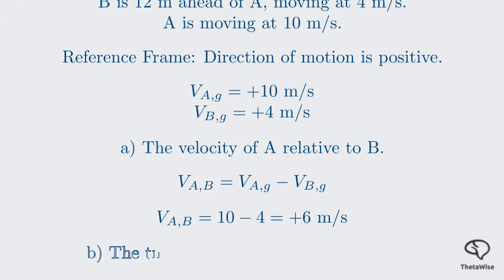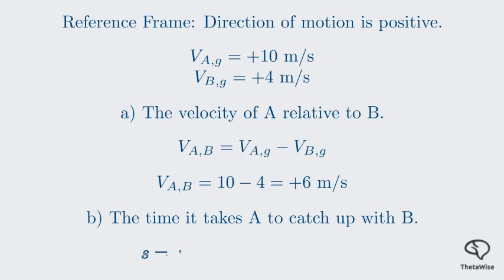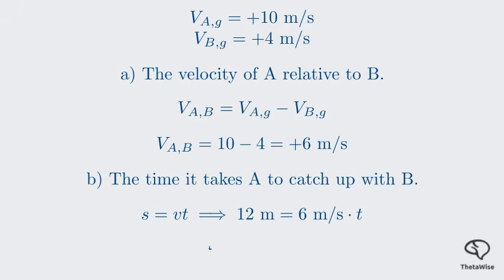Part B asks for the time it takes A to catch up with B. For Part B, we'll use the relative displacement and the relative velocity we just calculated. The distance A needs to close is 12 meters, and it does so at a relative speed of 6 meters per second. Using S equals V times T, we get 12 equals 6 times T. Solving for t, we find that t equals 2 seconds.